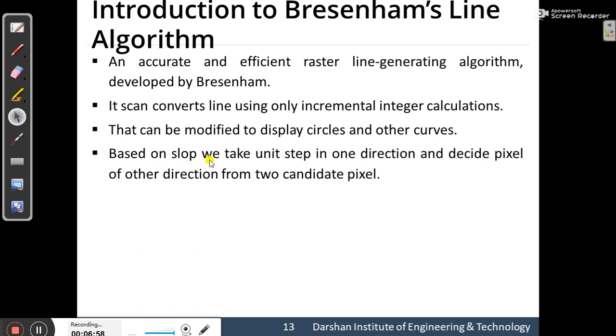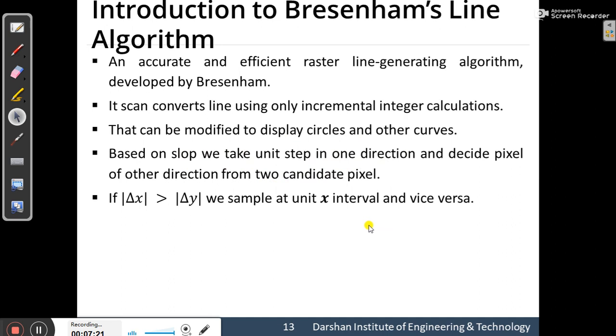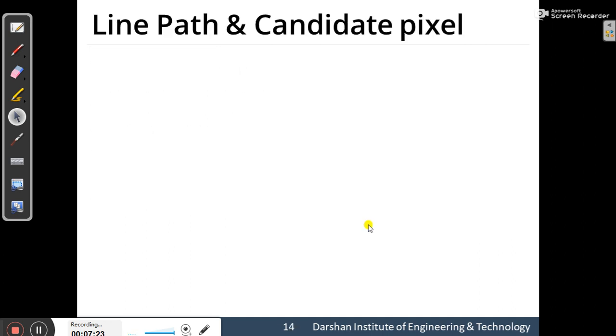Based on the slope, we take the unit step in one direction and decide the pixel in the other direction from two candidate pixels. This means there will be two candidates that could be plotted in the graph, but among these two candidates we need to choose one according to the slope we get and the direction we get from the calculation. So there are some conditions.